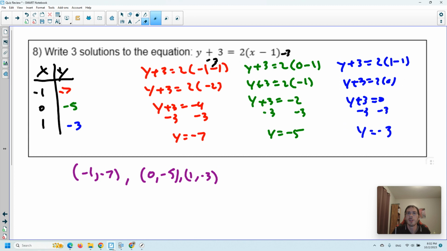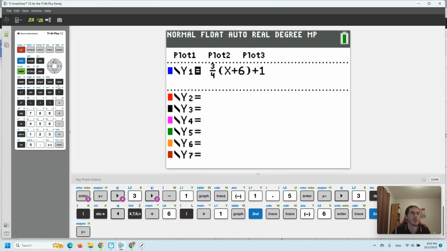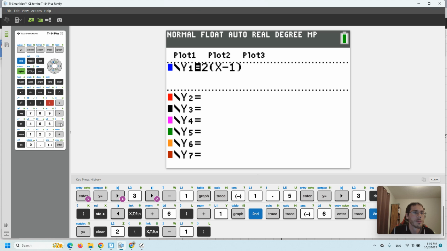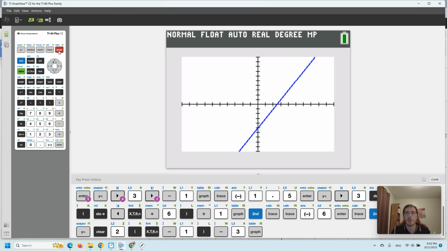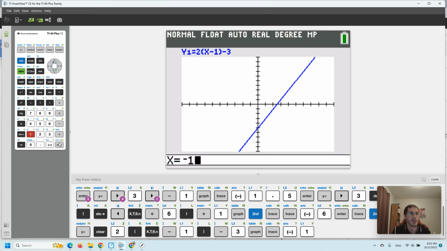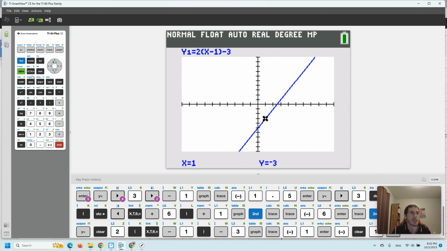2 parentheses x minus 1 minus 3. All right, so 2(x - 1) - 3. Now I could graph it. The graph kind of helps. I could use trace if I want. So there's 0, -5. I could do -1 and find out what the answer should be: -7. I could do +1, get -3, so I can get the same answers.